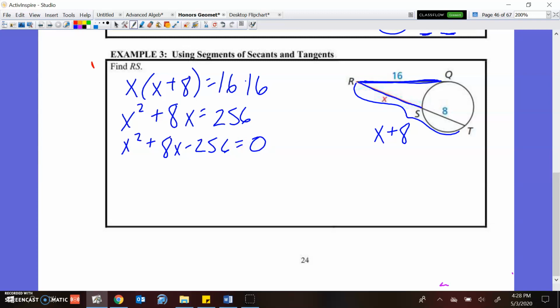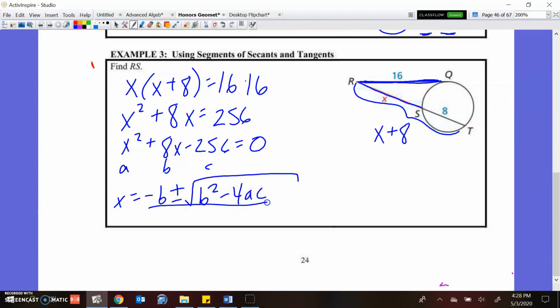Now if I try to factor this, I could give it a go. Factors of negative 256 that add to give me 8. It's not factorable. So let's review the quadratic formula. Maybe you had memorized it last year to a nice little sing-song, but it is negative b plus or minus the square root of b squared minus 4ac all over 2a. Okay, good work.